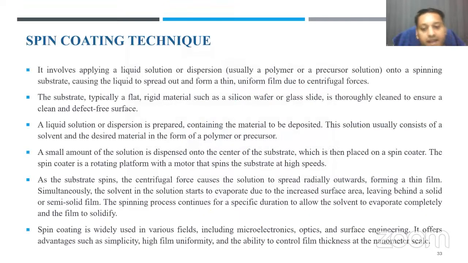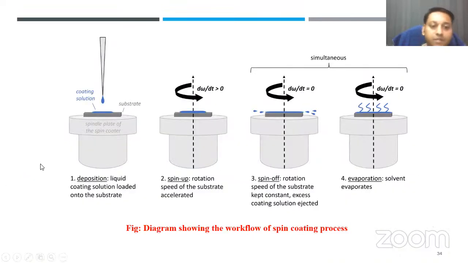Now the spin coating technique. This is a chemical technique where you have a liquid solution or dispersion, and you place that onto the spinning substrate. So the substrate is placed and that will rotate or spin, and onto that you place a liquid solution. Now what will happen with the rotation of the substrate, the liquid solution will also get spread out, and it will form a thin uniform coating because of the centrifugal force. And this is depicted here.